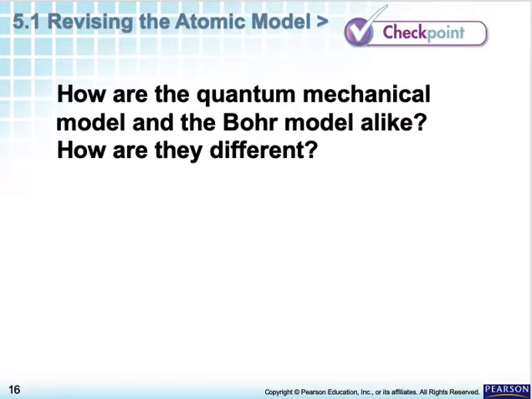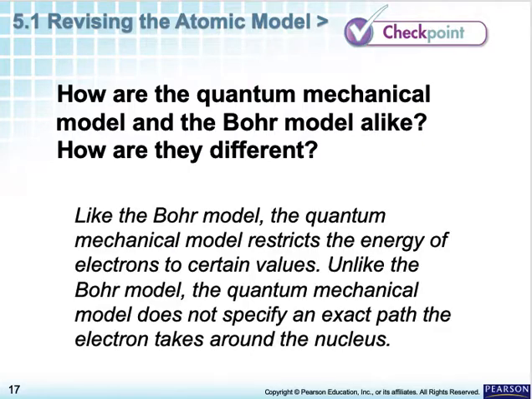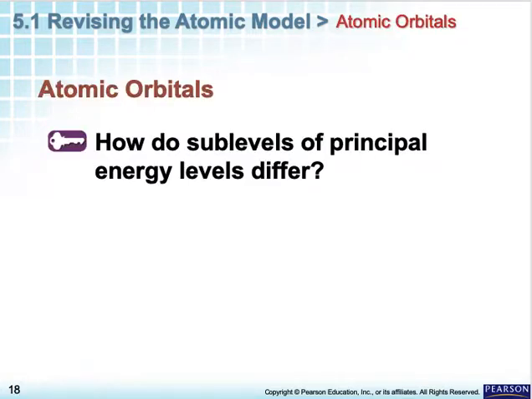How are the quantum mechanical model and the Bohr model alike, and how are they different? Well, the Bohr model and the quantum mechanical model restrict the energy of electrons to certain values. However, the Bohr model had a specified path. The quantum mechanical model is talking about probabilities, and it is not an exact path.